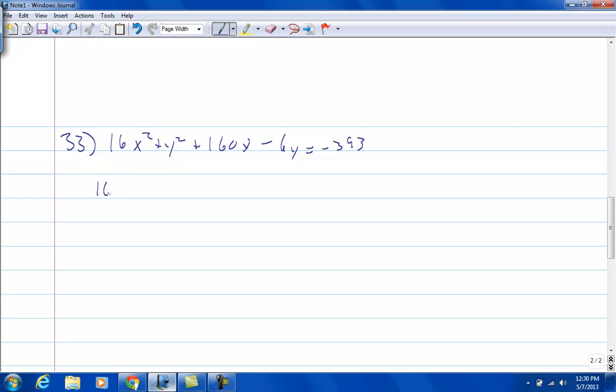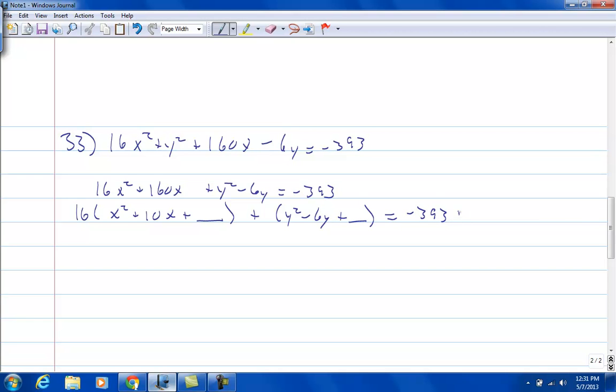So if we have 16x squared plus 160x plus y squared minus 6y equals -393, you could factor that 16 out. You'd have x squared plus 10x plus blank plus y squared minus 6y plus blank equals -393 plus 16 times the first blank plus that second blank. So 10 divided by 2 is 5. 5 squared is 25. And -6 divided by 2 is -3. -3 squared is 9.